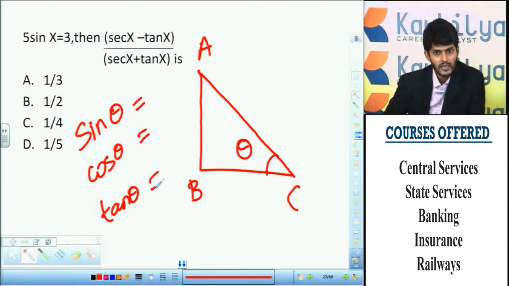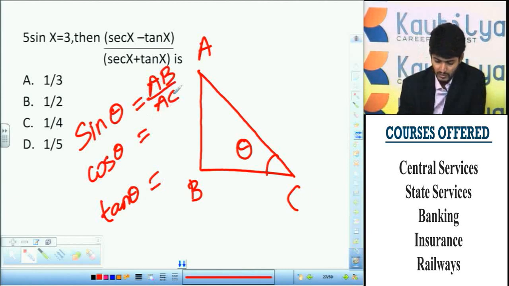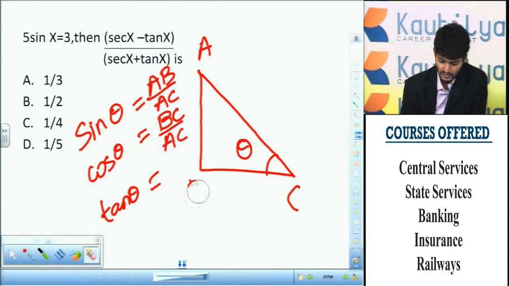So sin theta would be opposite side by hypotenuse. If you look at this angle, the opposite side would be AB, just opposite. So AB is your opposite side and hypotenuse will be AC. Similarly, if I want to calculate cos theta, whichever side is remaining is your adjacent side. Adjacent side means the one which touches your angle, which is BC by AC.